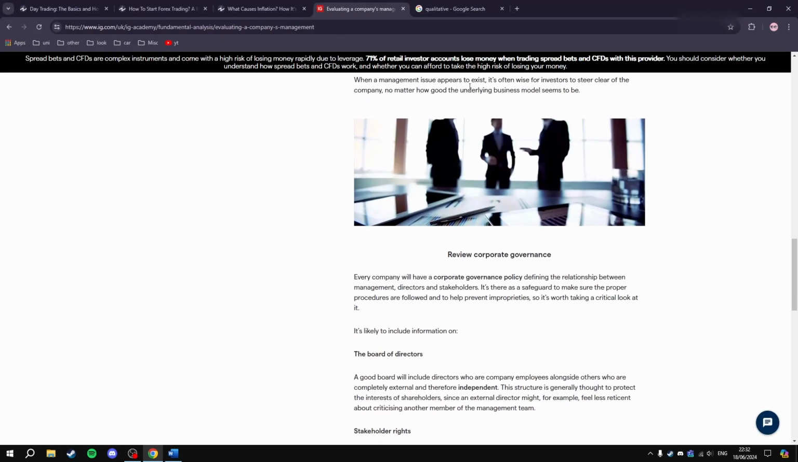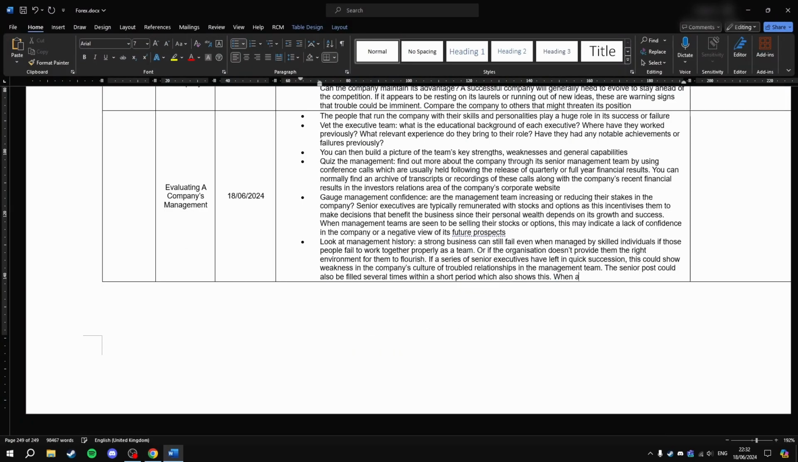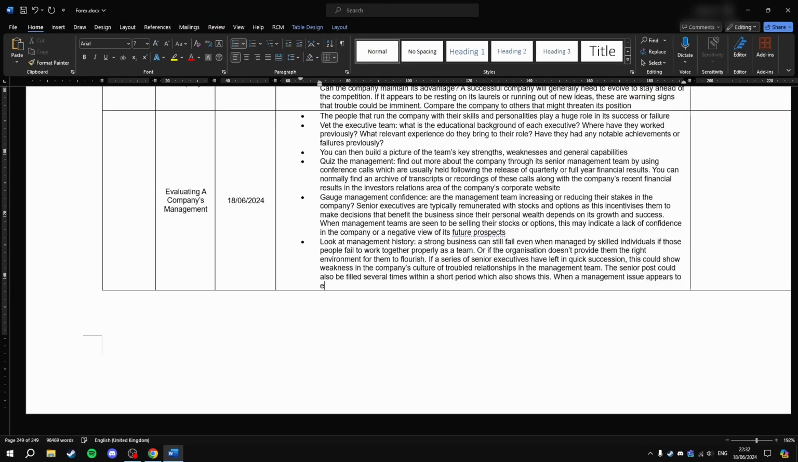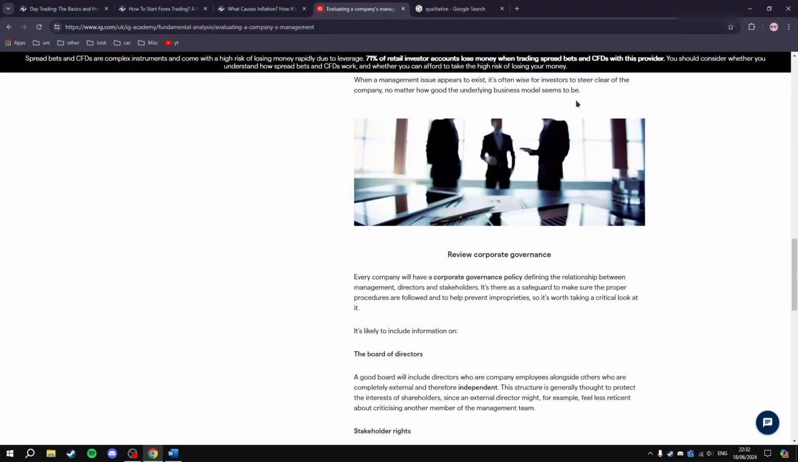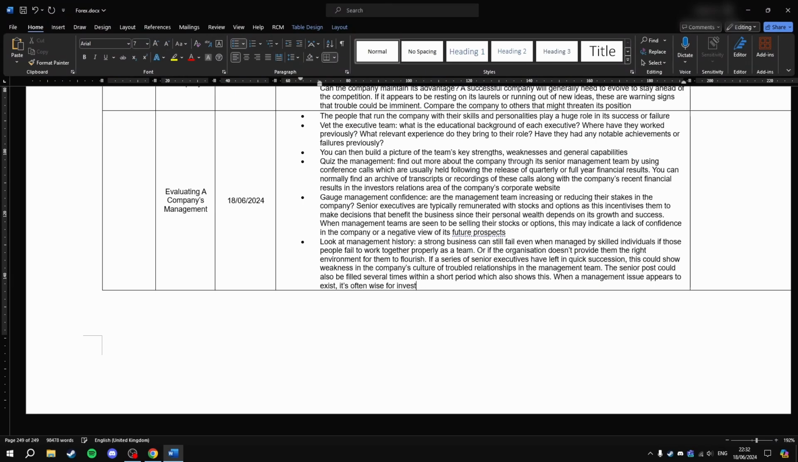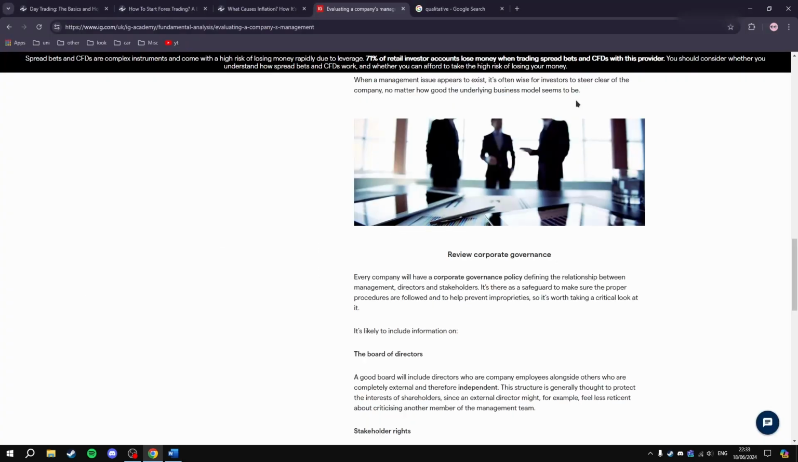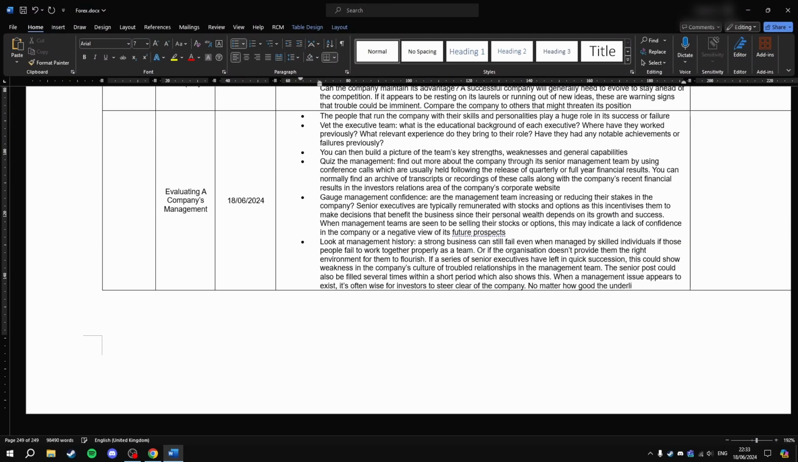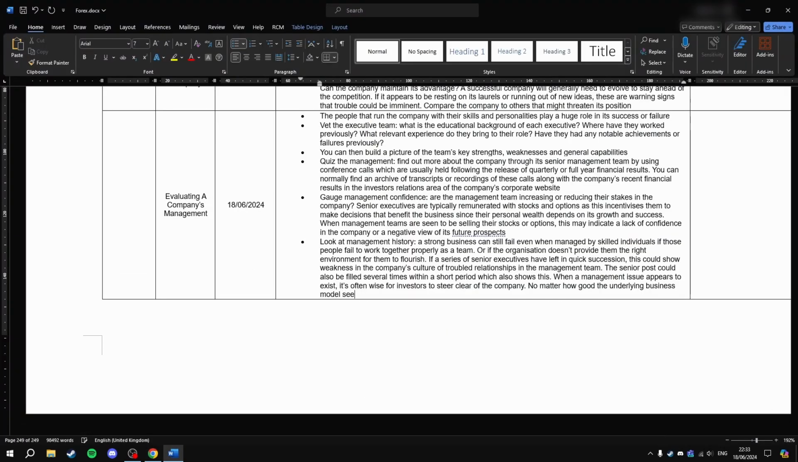When a management issue appears to exist, it's often wise for investors to steer clear of the company, no matter how strong the underlying business model seems to be.